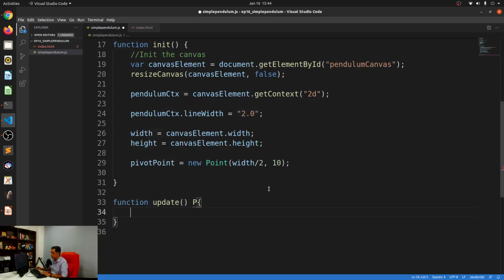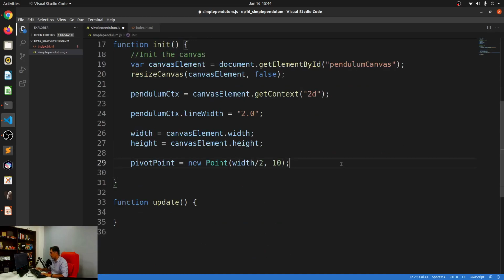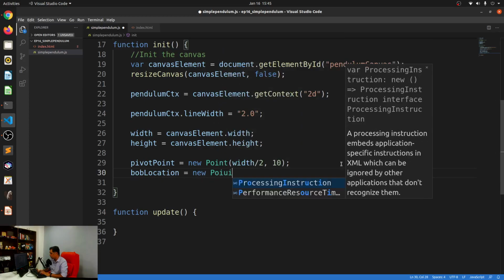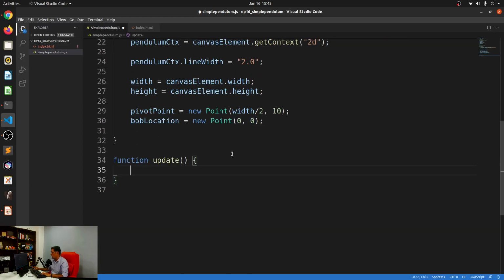All right, I'm going to make that calculation in a separate function. I'm going to create a function called update. The intention of this function is that the update function would essentially calculate the position of the bob and also calculate the harmonic motion as such. So just to begin with, I'm going to have bob location calculated every time. But just to initialize, let's say bob location is a new point at 0, 0. All right. So yes, almost immediately I'm going to have to do polar to Cartesian.